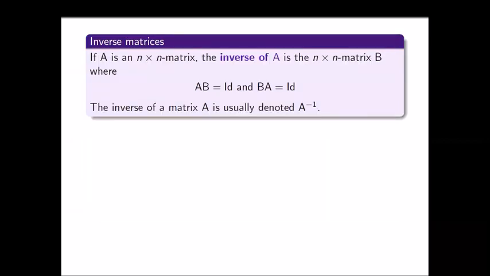Now, the analog for multiplicative inverse is the idea of inverse matrices. So in particular, if A is an n by n matrix, the inverse of A is the n by n matrix B, where A times B is identity and B times A is identity. And we usually denote this B by A to the minus 1, and we call it A inverse.